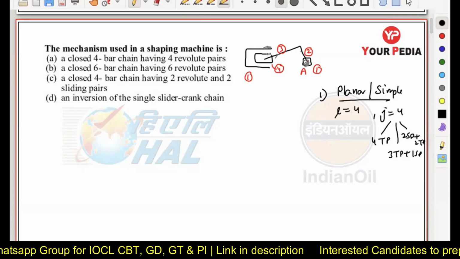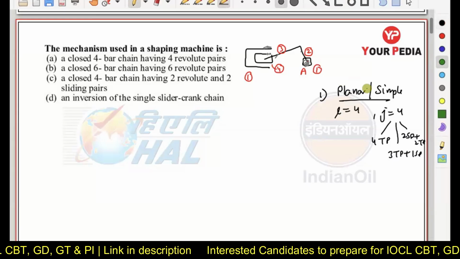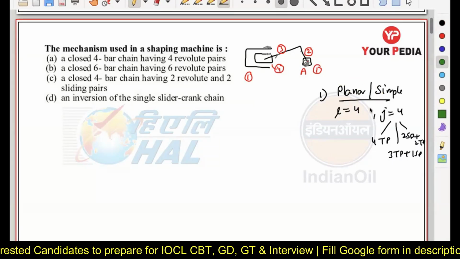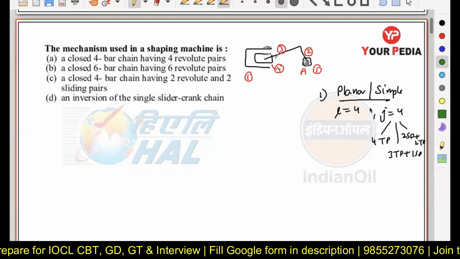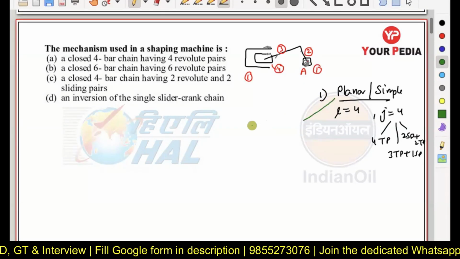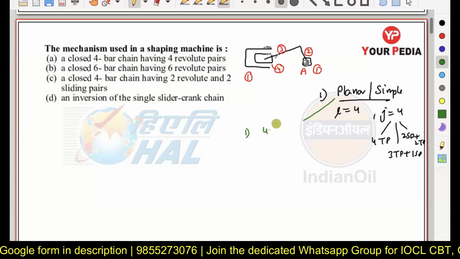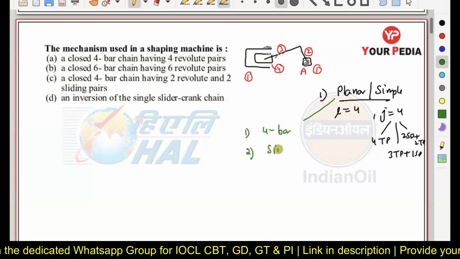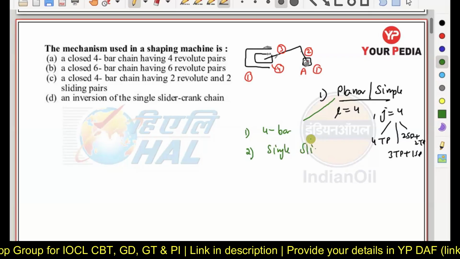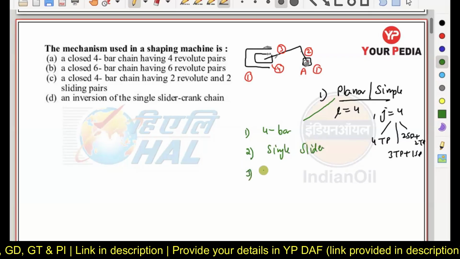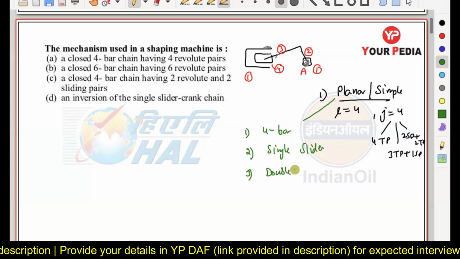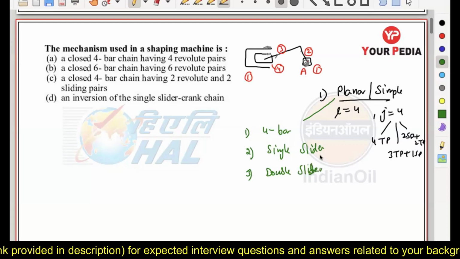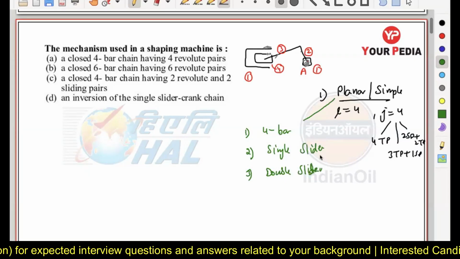Now, in this case you are going to observe that we have different types of mechanisms. For example, we are going to see a 4-bar mechanism. When we talk about the types of simple mechanisms, we have a simple 4-bar mechanism, then a single slider crank mechanism, then a double slider crank mechanism. All of these mechanisms are defined on the basis of how many turning pairs and how many sliding pairs there are.